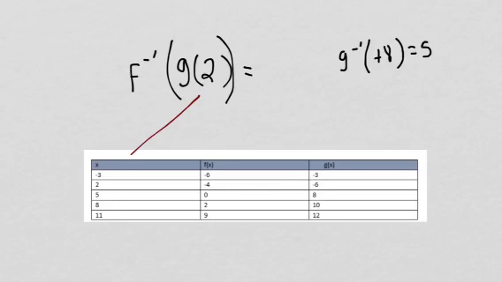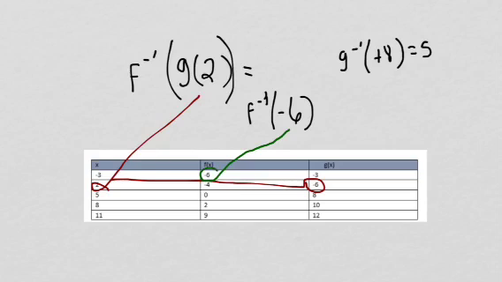So we have g of 2. g of 2 gets sent to the output negative 6, so that's what we're going to plug into f inverse. Showing our steps, we have f inverse of negative 6. Now we go to the outputs of f because it's the inverse function, find negative 6, and see what input goes with that, and it's negative 3. So our final answer is negative 3. f inverse of g of 2 equals negative 3. By following this path, we can see why that's true.